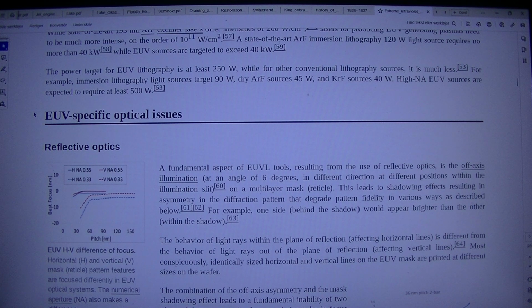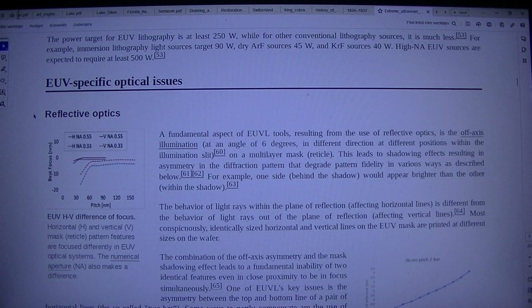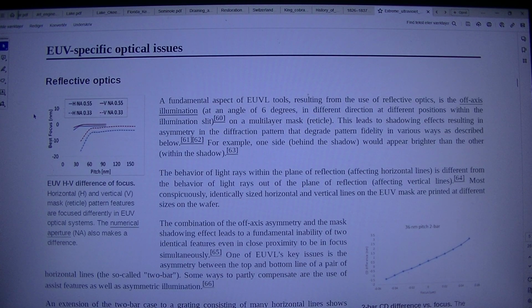53. EUV specific optical issues. Reflective optics. EUV HV difference of focus. Horizontal, H, and vertical, V, mask, reticle. Pattern features are focused differently in EUV optical systems. The numerical aperture, NA, also makes a difference.